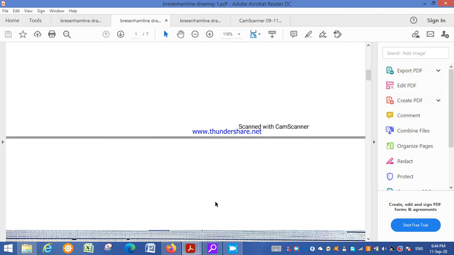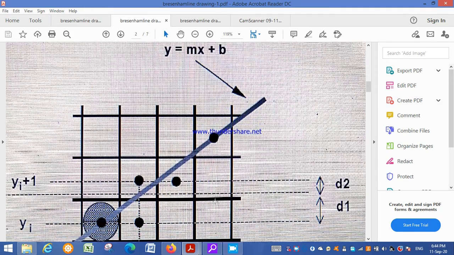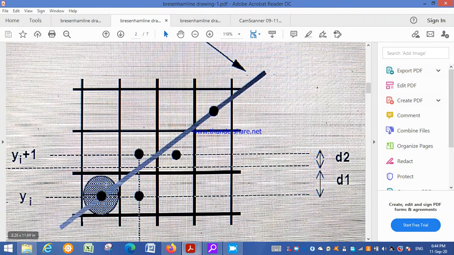So assume this is the line. This is the original line and these are your screen points, and assume that you first plotted xi, yi. You are plotting the first location of this original line, xi, yi. You have to calculate the next pixel position.